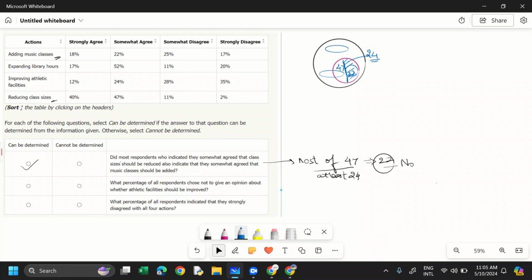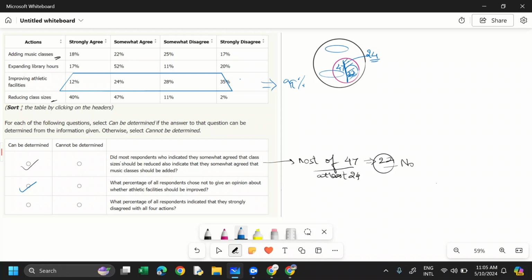Okay, we come down to the next question. The option is, what percentage of all respondents chose not to give an opinion about whether athletic facilities should be improved? So we are looking at this row. We can easily add all of them, and these add up to 90%. So there is 1% who did not give an opinion. So this too can be determined.